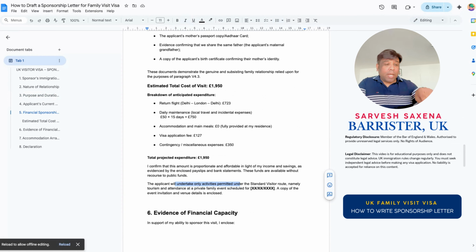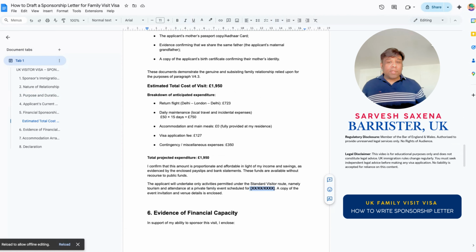So the reason why this person is coming is vacations, sightseeing, and attending a private event. So if you are attending a marriage, you say there is a wedding in the family, this person has an event, or there is a baby shower or something, right? Which is why I'm attending. Then you need to mention if there is a card that would go a long way, that you printed card, so you provide the scanned copy of that.